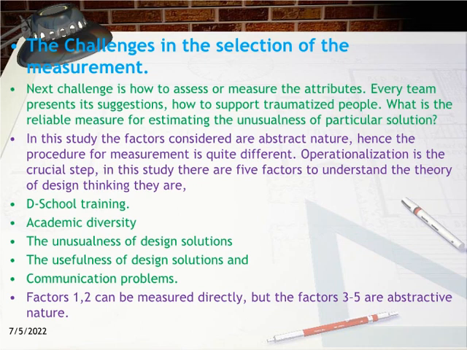Operationalization is the crucial step. In this study, there are 5 factors to understand the theory of design thinking. They are the D-school training, academic diversity, the unusualness of design solutions, the usefulness of design solutions, and communication problems. Factors 1 and 2 can be measured directly, but factors 3 to 5 are abstract in nature.